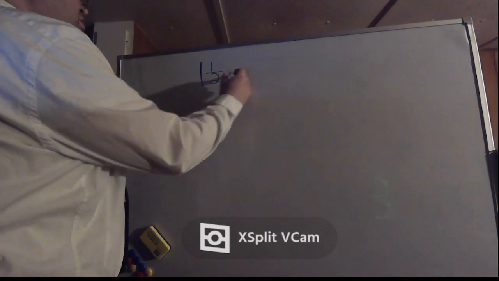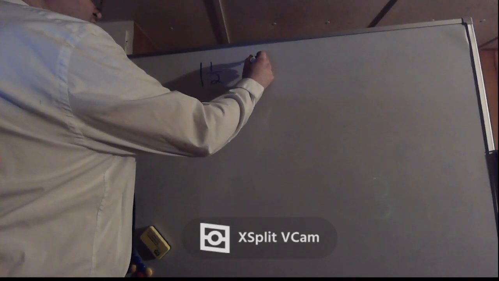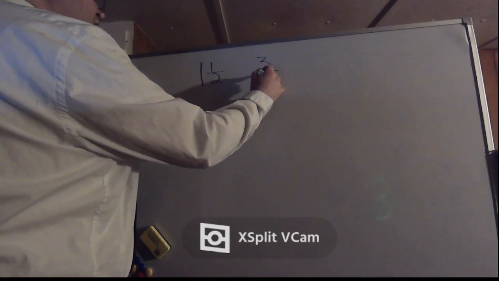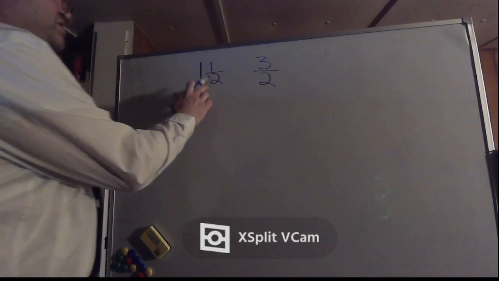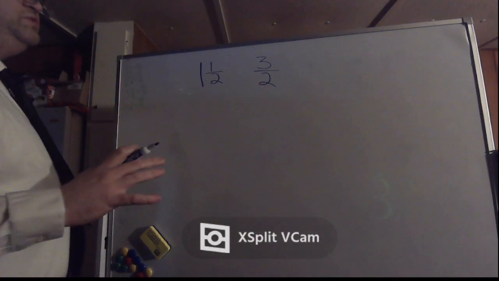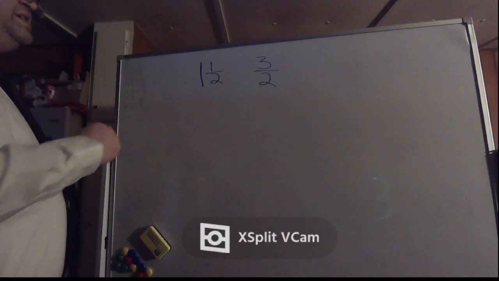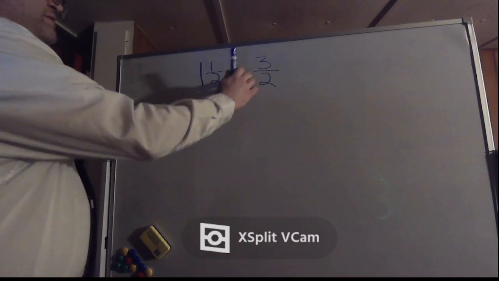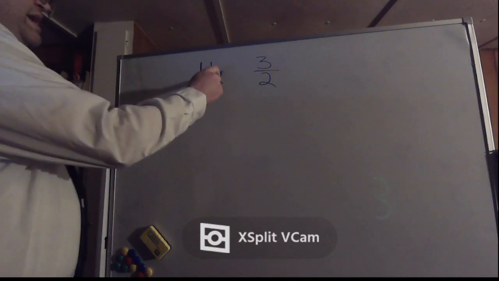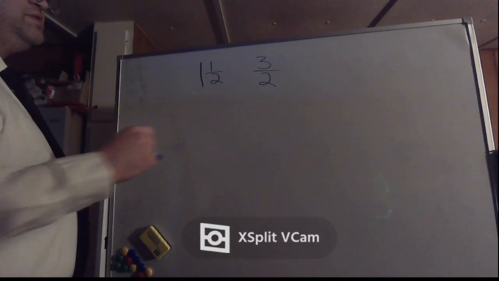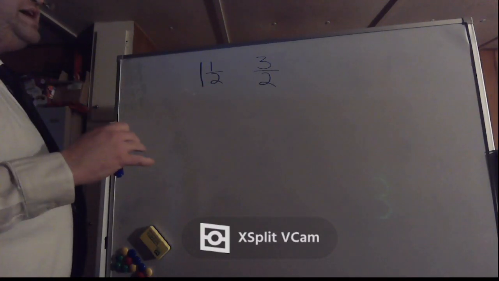Most, if not all of you, have definitely seen fractions, but mixed numbers, most, if not all of you, have also seen those. And these two here, 1.5 and 3/2, they're the same number. But the 1.5 is called a mixed number. The 3/2 is an improper fraction.